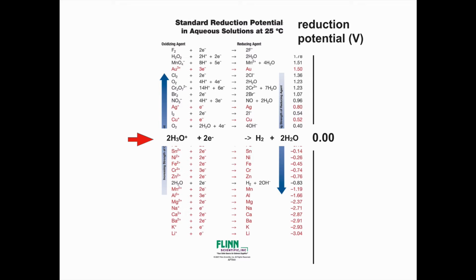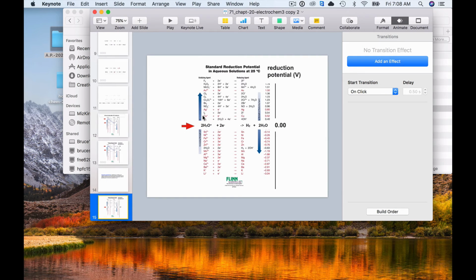So anything that lies above hydronium ion on the chart is a better taker of electrons than hydronium ion, and it'll take electrons away from hydrogen gas to form hydronium ion.